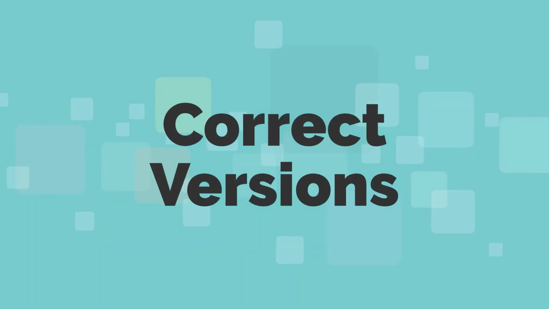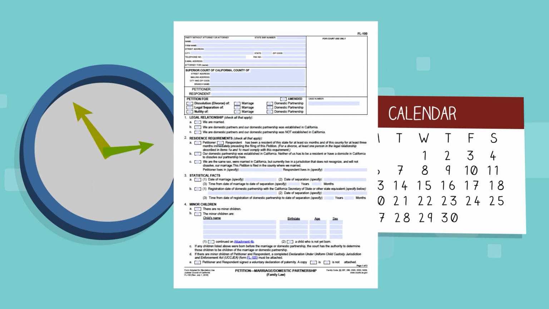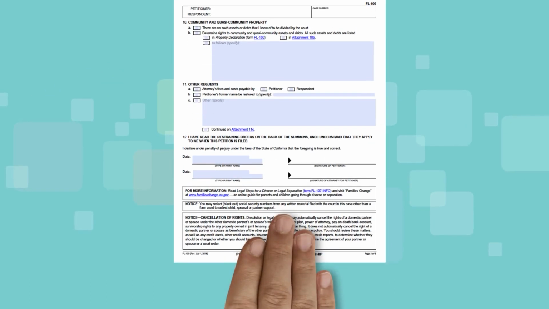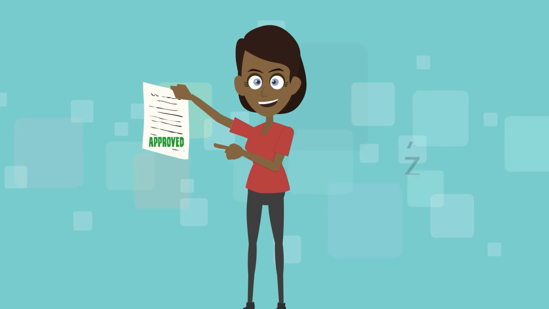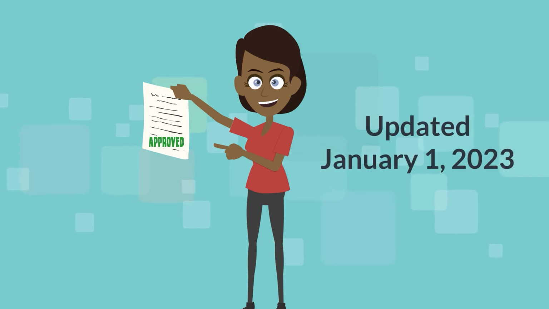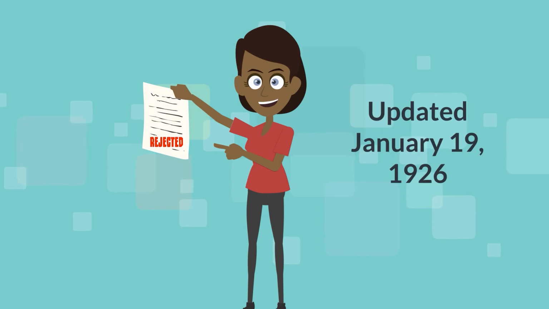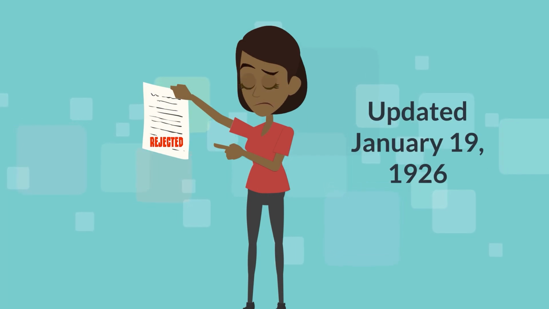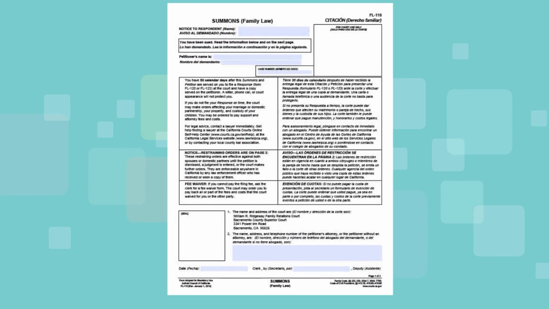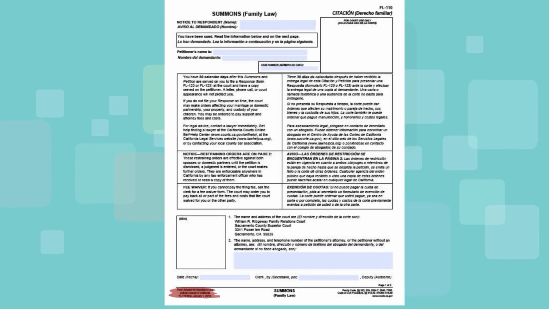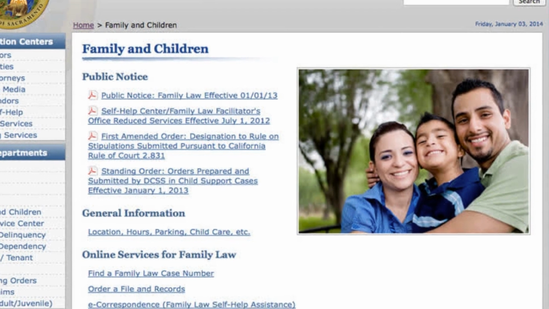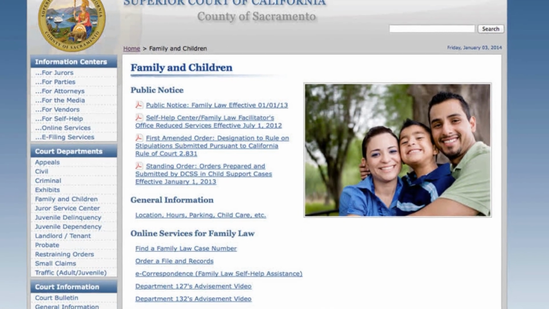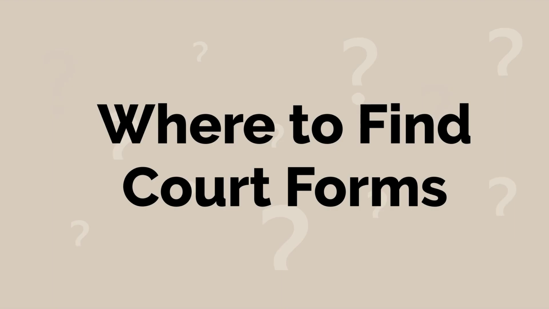Correct versions. From time to time, court forms are updated. Due to this fact, it is important to make sure you have the most updated version of the required court form or risk your documents being rejected by the court. The date of the court form can be found on the bottom left-hand footer. You can check your county court website or the State of California court website to make sure you have the most current form.